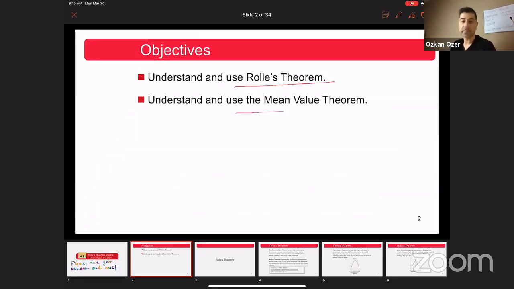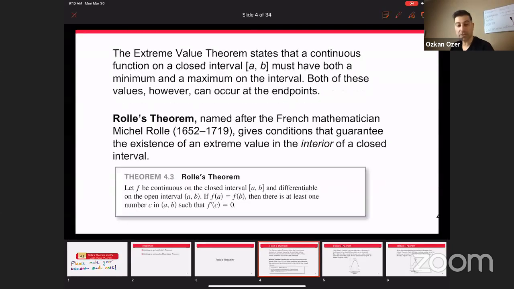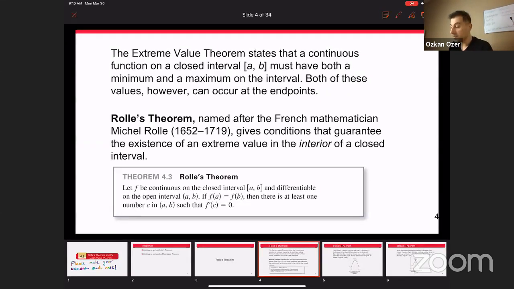And like the other theorems that we had earlier, like the intermediate value theorem, for example, we're going to check all the conditions of the theorem before we decide if we can apply the theorem for the given question. So let me go ahead and talk about Rolle's theorem a little bit. Essentially, if you have a continuous function on a closed interval [a, b], we must have both a minimum and maximum, because this is what we stated in the last lecture, right? A continuous function on a closed interval must have both maximum and minimum. And those values can occur at the endpoints as well.